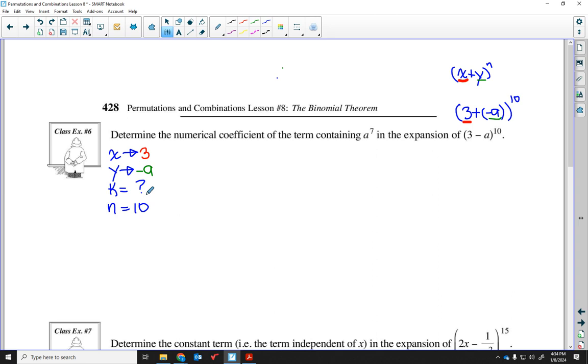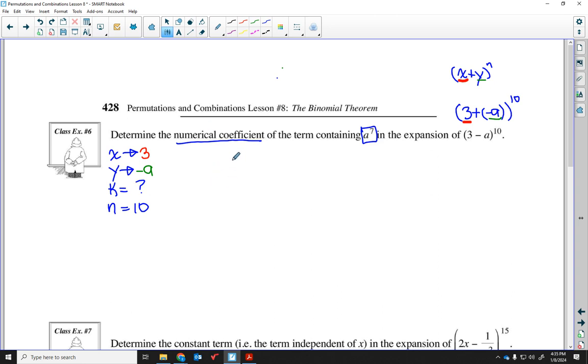Now, if you don't know what k is, we're going to write down the general term formula, and we're going to try to simplify it as far as we can. Now, it does say, what's the numerical coefficient on the term that contains a to the power of 7? Well, let's worry about that in a moment. Let's write down the general term formula, sub these things in, and then we'll worry about the fact that we're looking for a term that has a to the power of 7 in it.